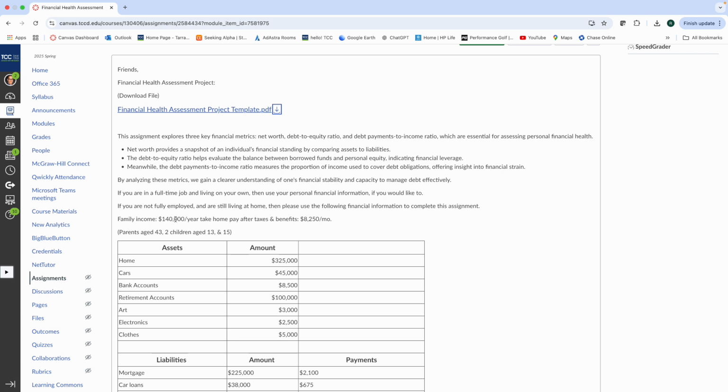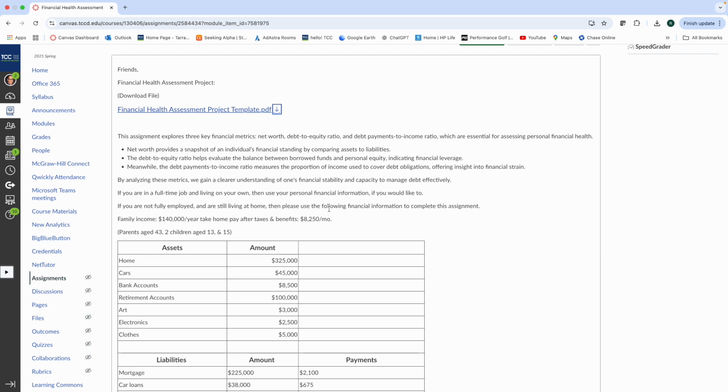They have a family income of $140,000 a year. All right, that's good, nice, healthy income. Good professional jobs. After pay and taxes and their benefits, they have $8,250 a month of cash flow coming into their bank accounts. Hey, that sounds great. All right, they're 43 years old. They have two children, aged 13 and 15. Well, as you know, 13 and 15-year-olds are going to start costing quite a bit of money. So we need to take a financial assessment of them. And I have given you all the information that you're going to need right here.